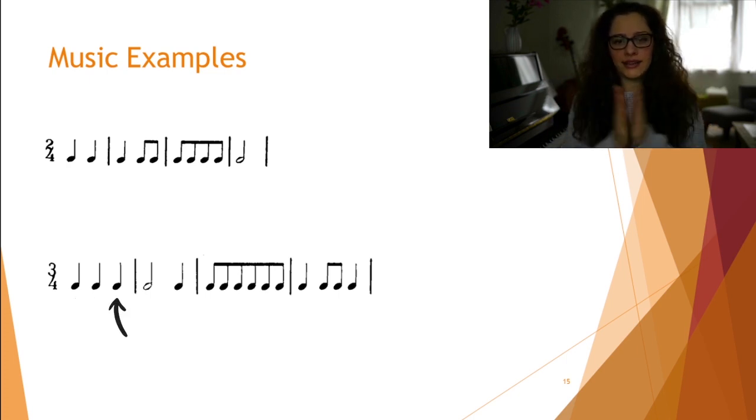Da da da da da ti ti ti ti ti ti da ti ti da. This one was a little bit more challenging. So if you want to try these music examples on your own, it will be a great way of starting to practice music notation, or rhythmic notation in this case.